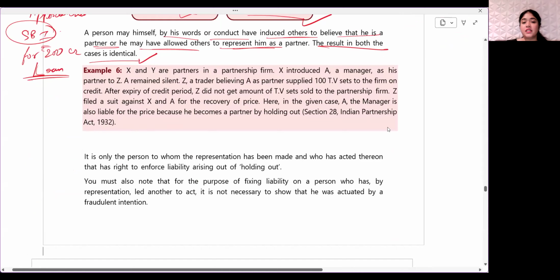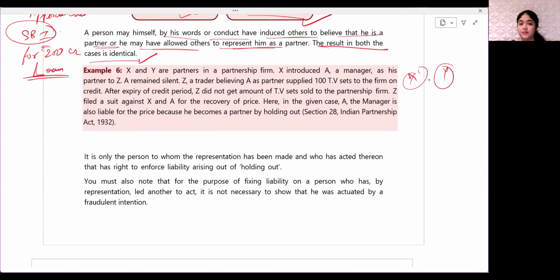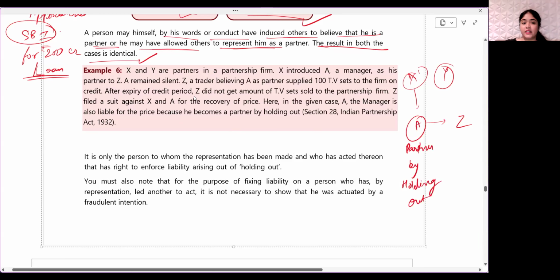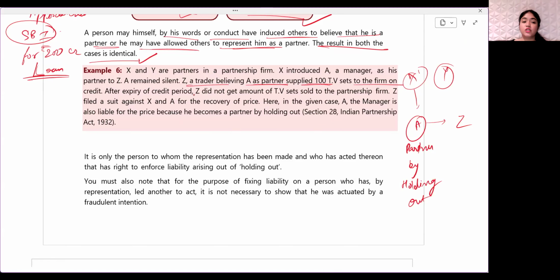X and Y are partners in a partnership firm. X introduced a manager as his partner to Z. Now, X and Y are the partners, but X introduced A, who was actually a manager, as his partner to Mr. Z. Now, this has also become partner by holding out. A remained silent. A did not say anything. He said, okay, I am the partner you are saying, I'll become the partner. Z, a trader, believing A is the partner, supplied 100 TV sets to the firm on credit.